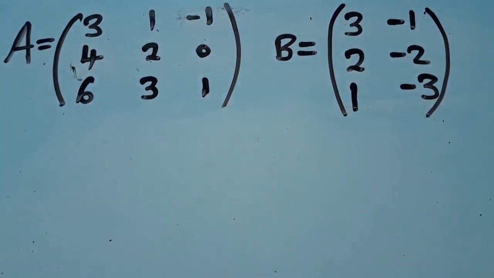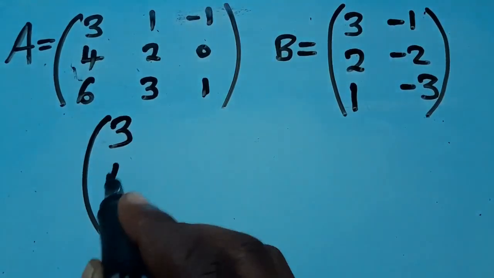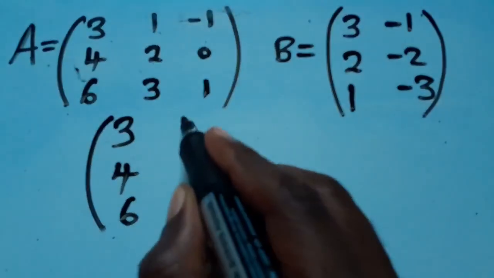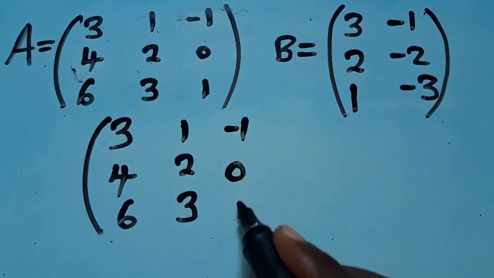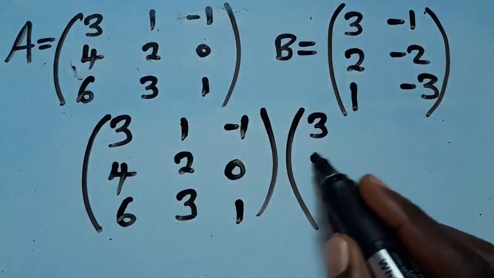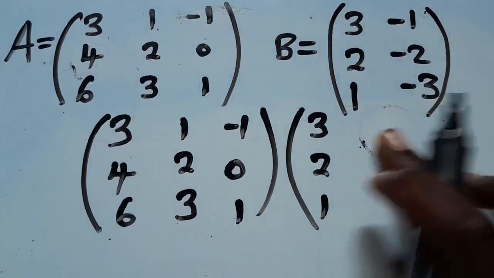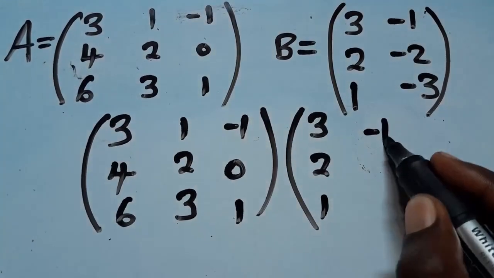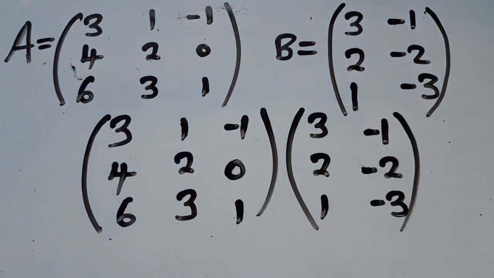You start the multiplication. So you write the two matrices. We've got 3, 4, 6, 1, 2, 3, -1, 0, 1. Then we also have this one, which is 3, 2, 1, -1, that's -1. So -1, -2, -3, like this. This is what we are given. So you want to multiply these.